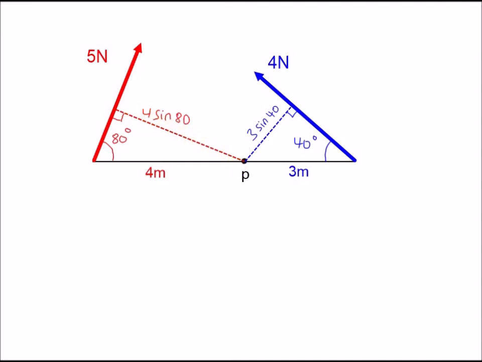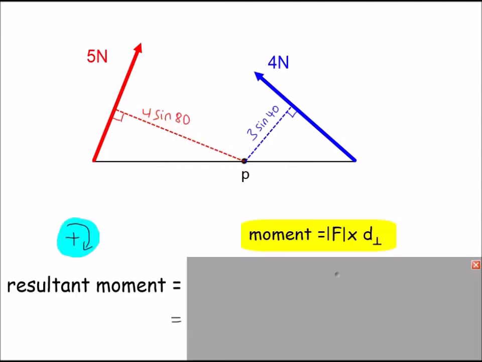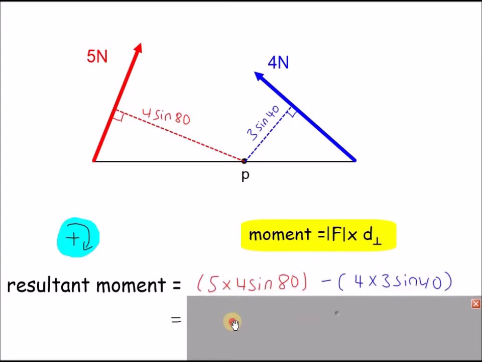We can now calculate moments. So we start by stating which direction will be positive. I've taken clockwise as positive, and no big reason why I've chosen clockwise. Force times perpendicular distance to calculate moments. So relative to this point here, point P, this force, the 5 Newton force, will create a rotation in this direction, which is going clockwise about P. Clockwise is positive, so this one's positive.